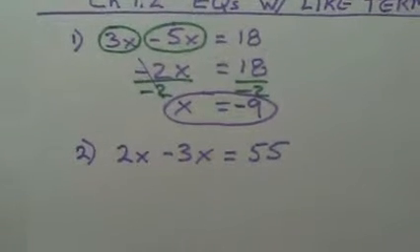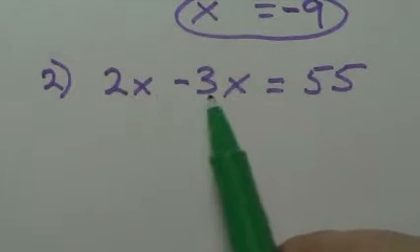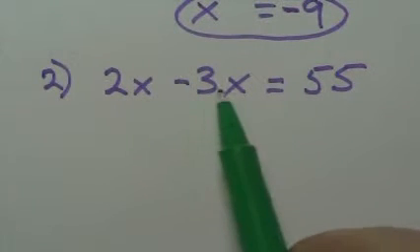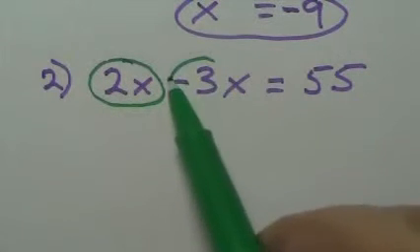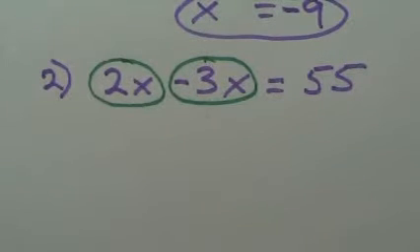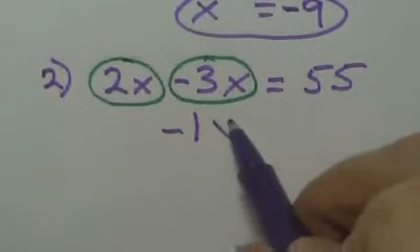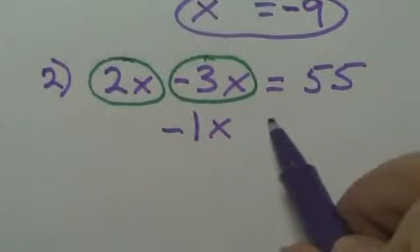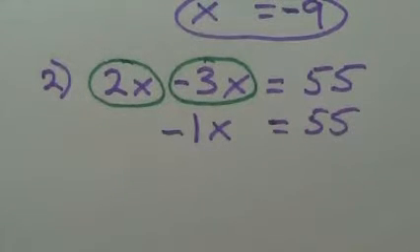Okay, number 2. So at least I have some like terms here. I have 2x and negative 3x. I have a 2x, and then the sign in front of this is negative. That's negative 3x. So it's 2 minus 3. 2 minus 3 is negative 1. So basically you have negative 1x equals 55. You could just write this negative x.